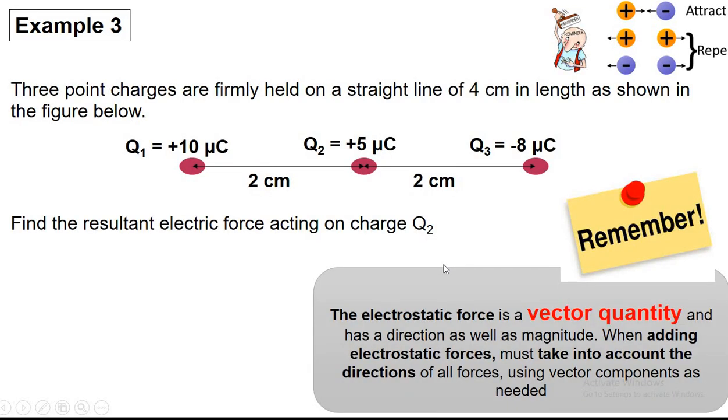And then the notation you can write as F21. Now we proceed to example 3, calculation for electrostatic force. The question: three point charges are firmly held on a straight line of 4 cm in length as shown in the figure below, where Q1 equals positive 10 microcoulomb, Q2 equals positive 5 microcoulomb, and Q3 equals negative 8 microcoulomb. You need to calculate the resultant electric force acting on Q2 only. Please remember the electrostatic force is a vector quantity and it has magnitude and direction. When adding the electrostatic forces, you need to consider the direction of all forces using vector components.